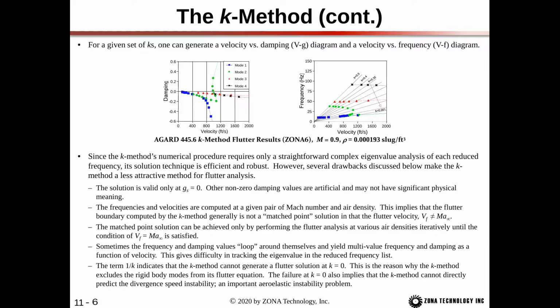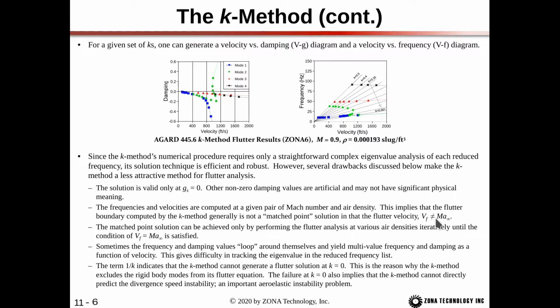First, the solution is valid only when gs equals 0. Other non-zero damping values are artificial and may not have significant physical meaning. Next, the frequencies and velocities are computed at a given pair of Mach number and air density. This implies that the flutter boundary computed by the K method generally is not a matched point solution, where the flutter velocity Vf equals M times a.